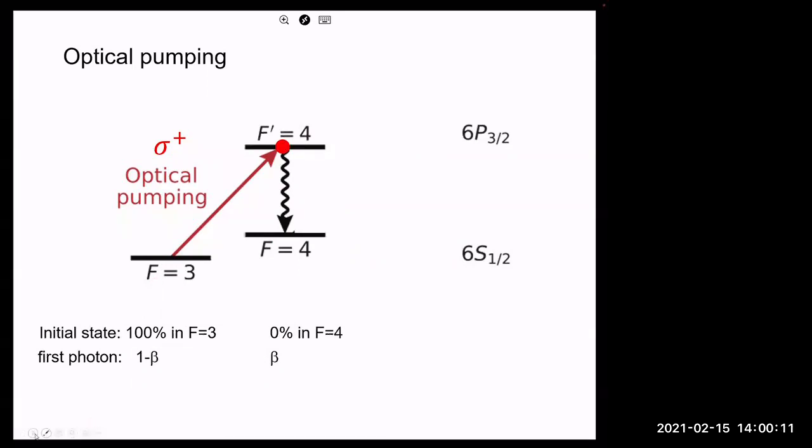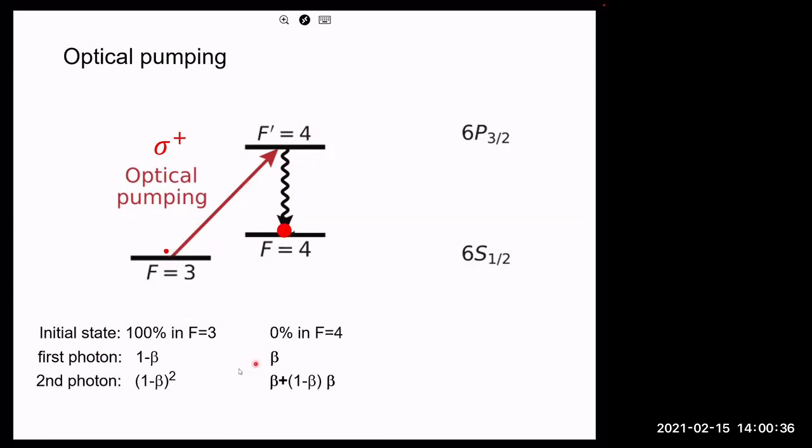And then after the decay, some fraction go into f equal to 4, some go to f equal to 3. Beta, 1 minus beta, so the sum is still 1. All right, you can do this again. And the second time, you excite this particle from f equal to 3 to f equal to 4 again. This time, for those particles that go back to 3, you can try to push them to the excited state again.